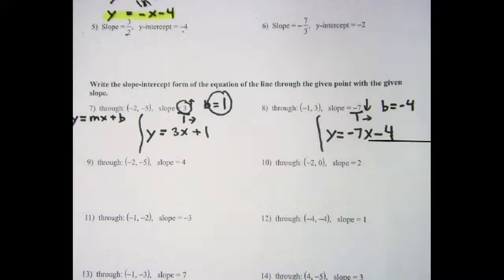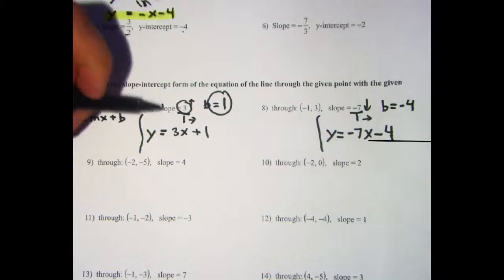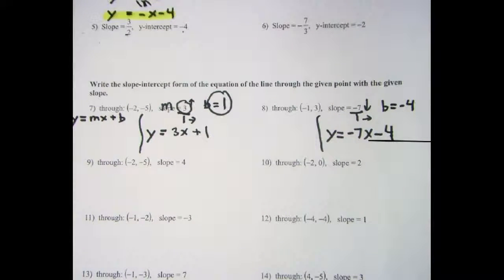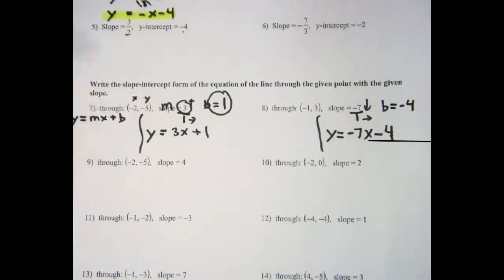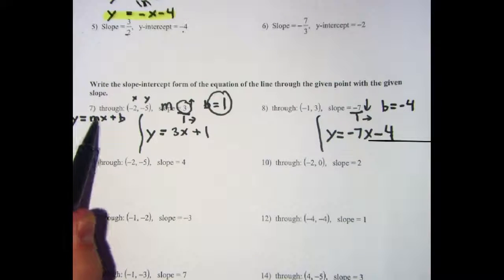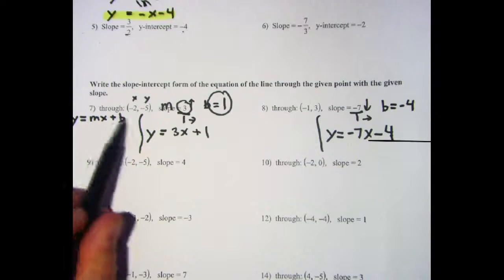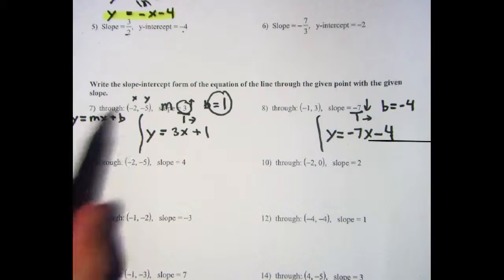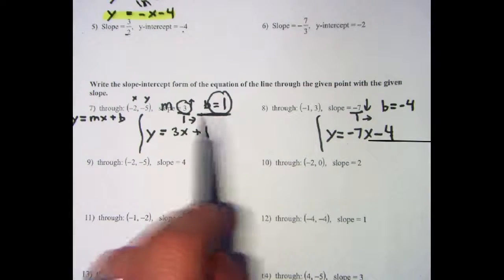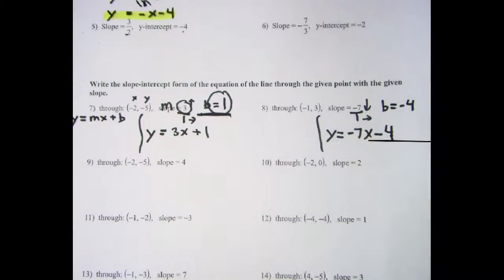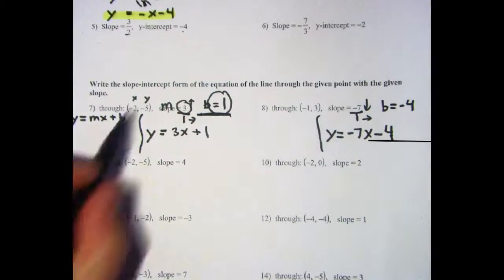Recall that slope is m, right? And this point is x and y, right? So in our formula, we have a y, an m, an x, and then the b. That's what we're trying to figure out. So what we're going to do instead is plug these numbers into the formula and show that we'll get the same y-intercept of b equals 1, but without using a graph. So watch me plug this in.